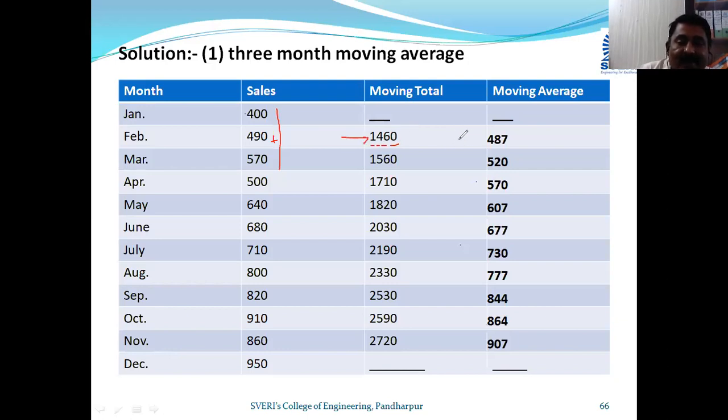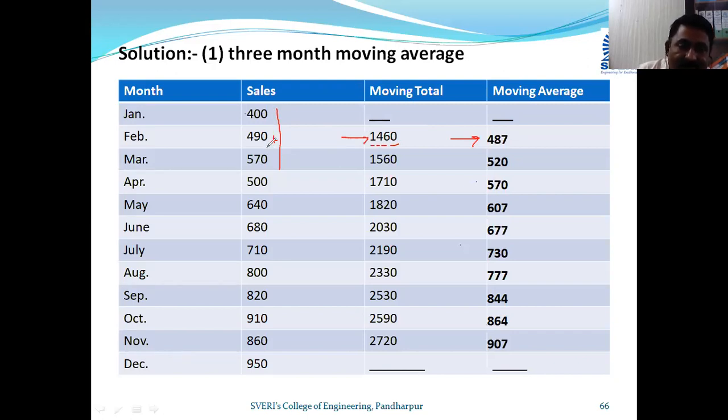And if I divide it by 3, this is the moving average: 400 plus 490 plus 570 divided by 3. You will get the value 487, neglecting the decimal or fraction, as mentioned in the numerical only. So I will not undertake any of these points. Okay, then I will change color for your better understanding. Then I will proceed to the next: January, February, March.